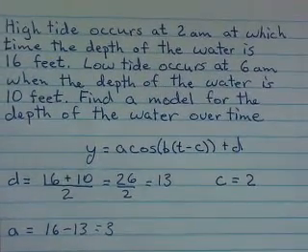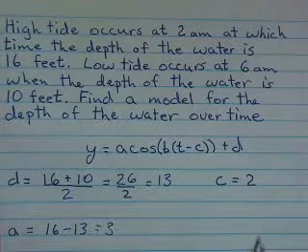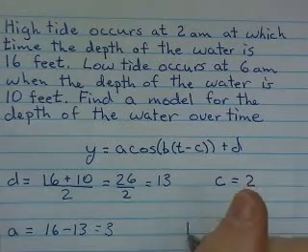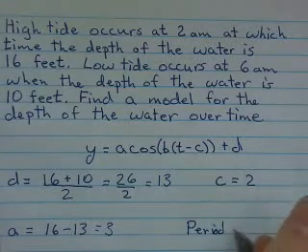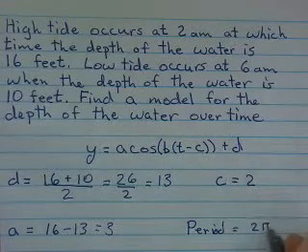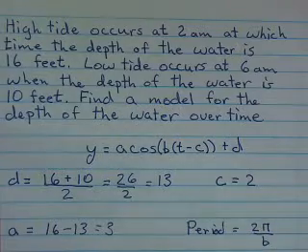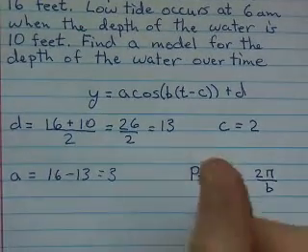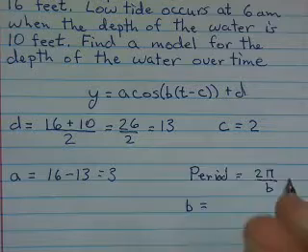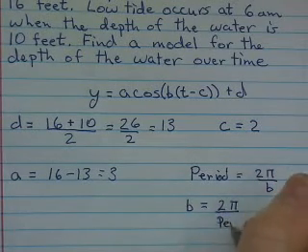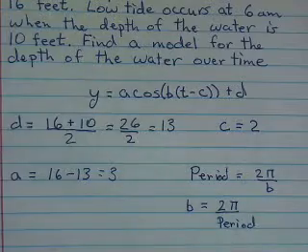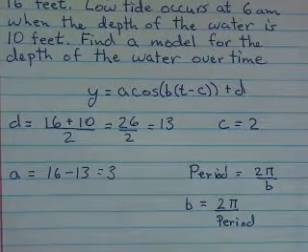Now we've got to figure out what B is. Well, remember that the period is equal to 2 pi divided by B. That means that B, using a little bit of algebra, is 2 pi over the period. So if we only knew the period, we could find B.